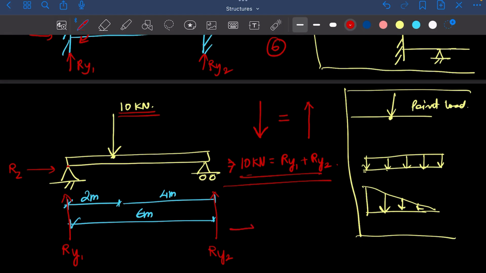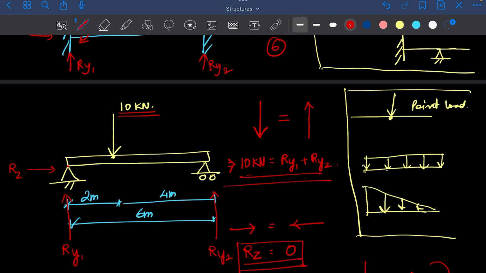Similarly, this equals this. So Rz equal to, is there any other horizontal reaction that we are finding here? No, right? So it's zero. There's none. So the value of Rz is zero. Similarly, we talked about the vertical reaction, we talked about the horizontal reaction. Now let's talk about the moment.